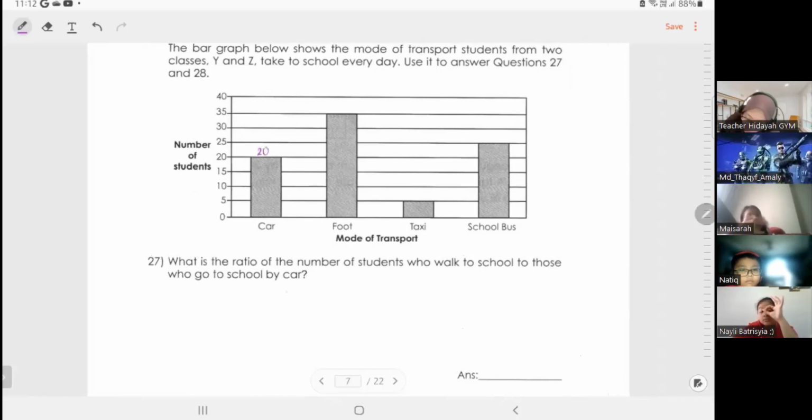Car is 20, foot is 35, taxi is 5, school bus is 25. So walk to school and car. Walk is to car. All right, so walk is by foot, right? 35, car is 20. 35 is to 20, simplify, divide by 5, divide by 5. 7 is to 4. Answer is 7 is to 4. Okay.